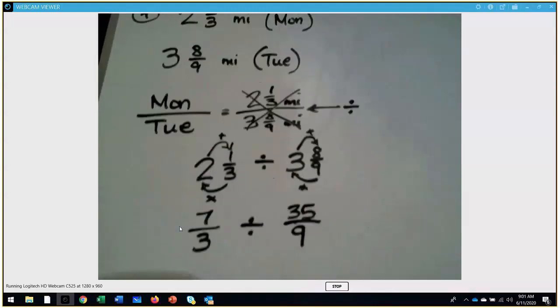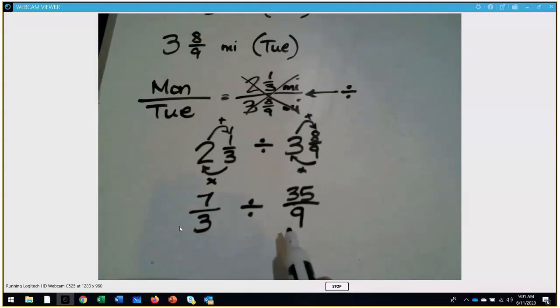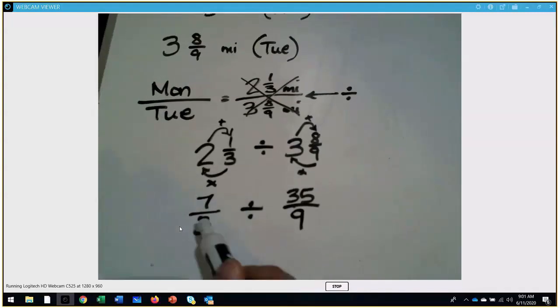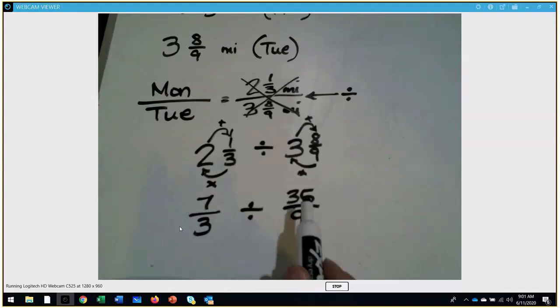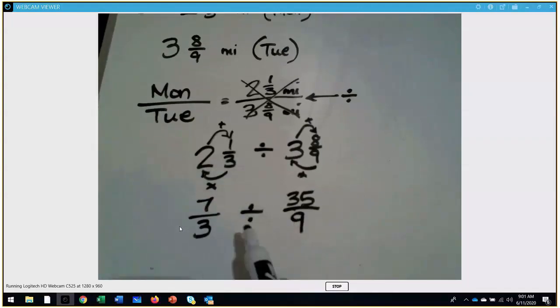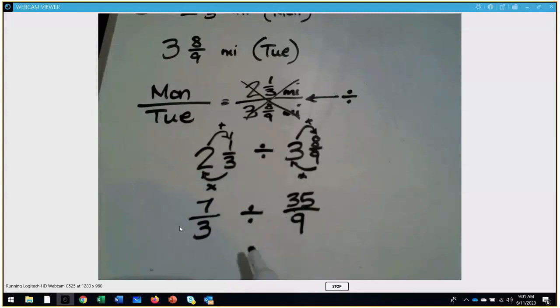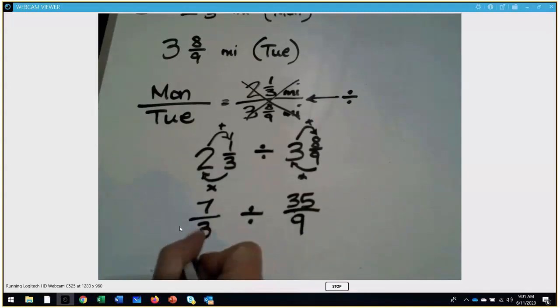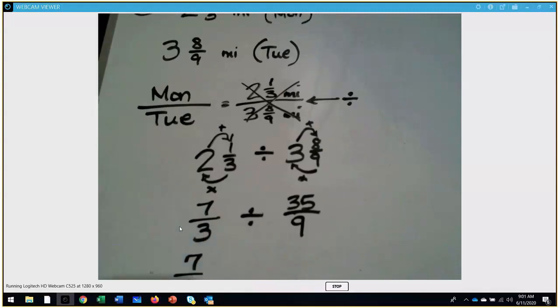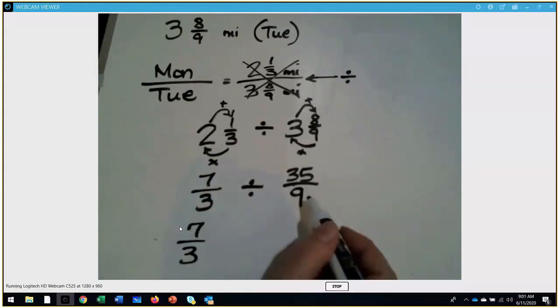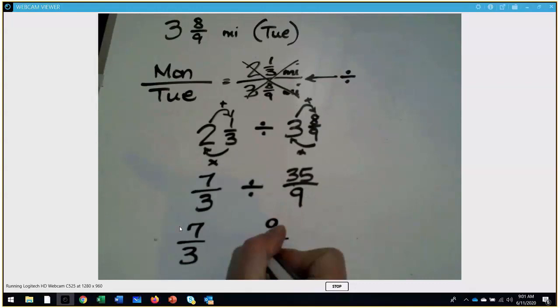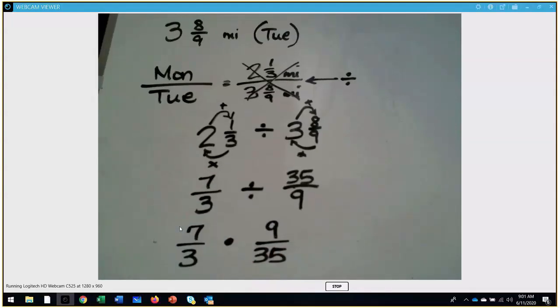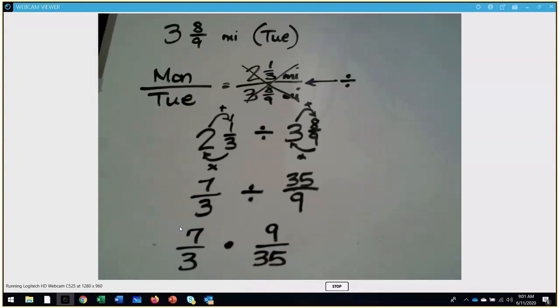And now, based on what we were talking about prior to this class, when you're trying to divide fractions, you keep, change, and flip. You multiply by the reciprocal. So we're going to keep the first fraction. We're going to flip the second one. And then your division changes to multiplication. Again, this is why we reviewed all of this prior to this.